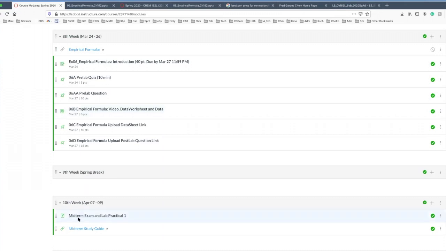After that, we have a midterm and lab practical. Here's a study guide for that midterm. And then the 11th week, the 14th through the 16th, we do the next experiment, which I believe is going to be experiment number 7, okay? So let me get out of this share screen and let's see if you guys have any questions. But otherwise, that's what the experiment is about.